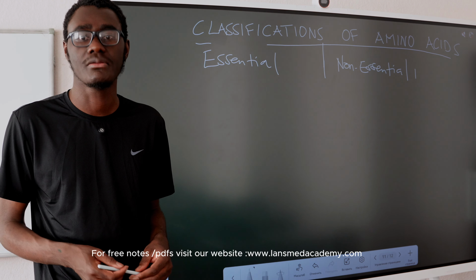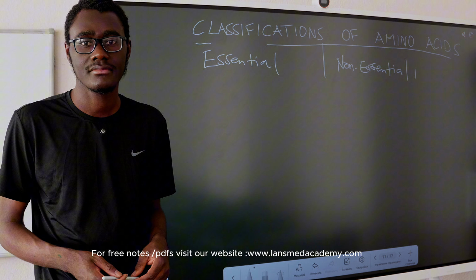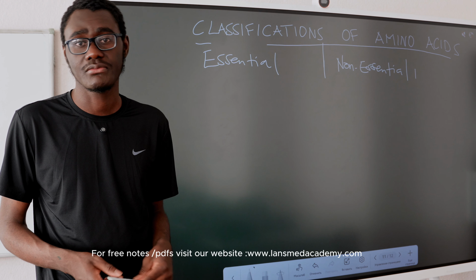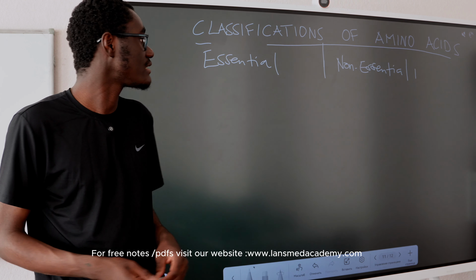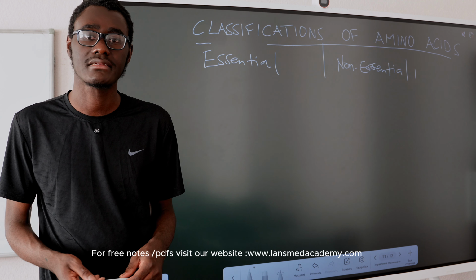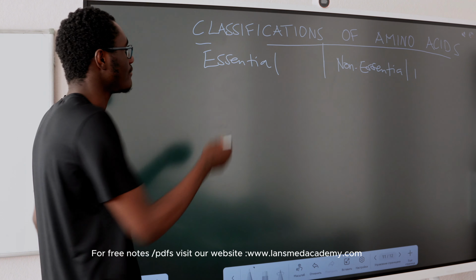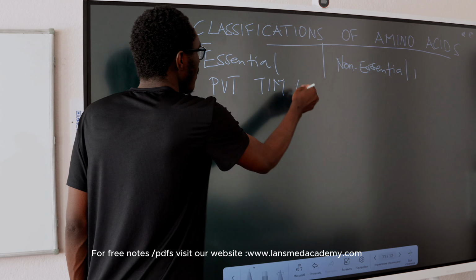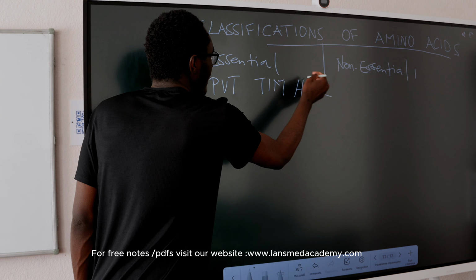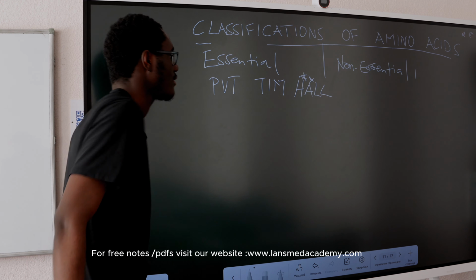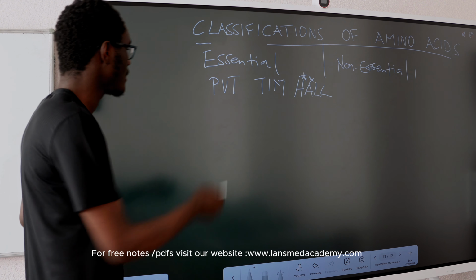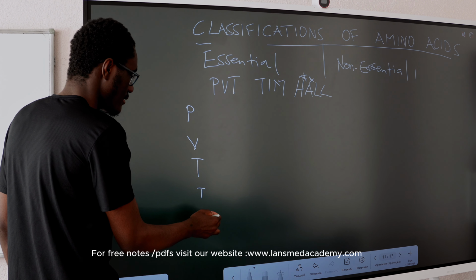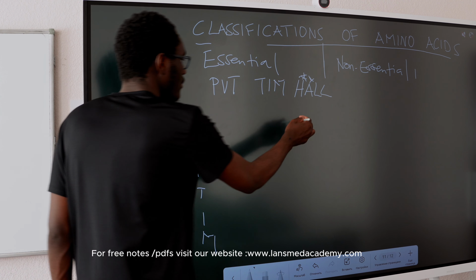There are a lot of mnemonics available on the internet about the essential amino acids. For the purpose of this lecture, I'll be using the most common mnemonic used in this classification for the essential amino acids. So we have PVT Tim Hall, with the H and the A with asterisks. So we have P, V, T, Tim Hall.